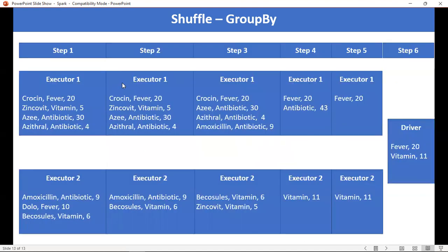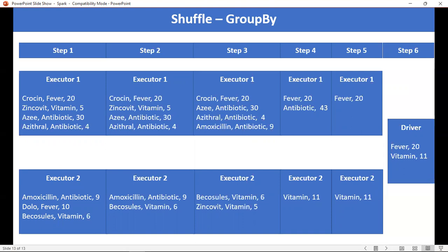So I've given small minute steps which detail what is happening in different machines. For example, in step one, your data resides in two different machines. In machine one, you have data for Crocin, Zincovit, AZ, Azithral. In machine two, at the bottom, which says executor two, the data is of amoxicillin, Dolo, and Becosules, right? So your data is distributed because Spark is a distributed engine.